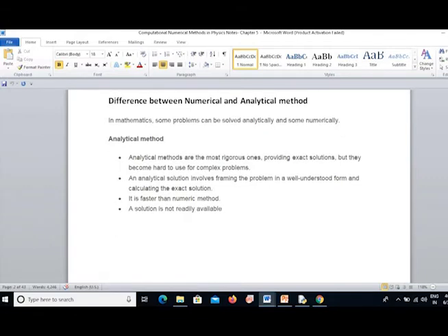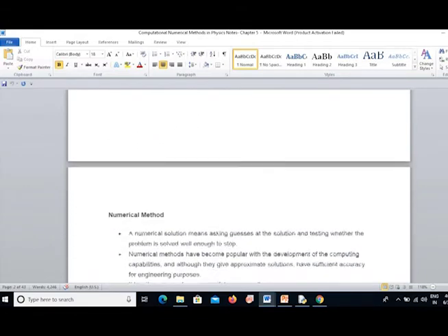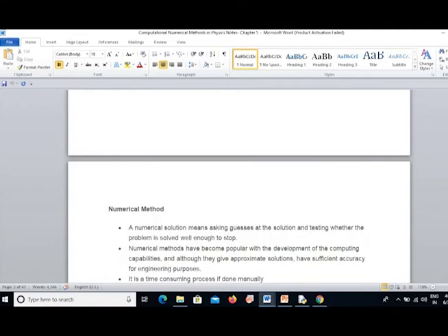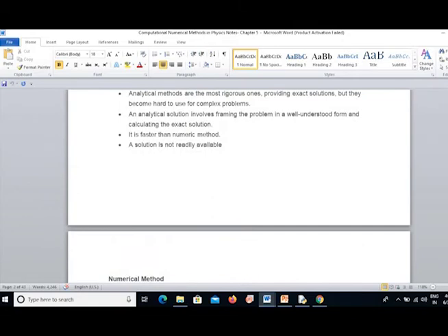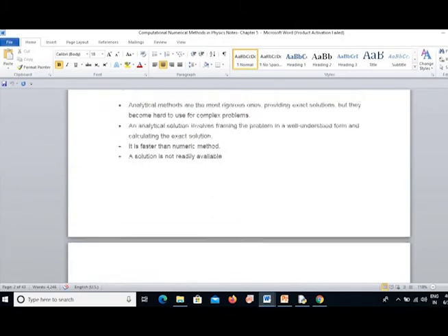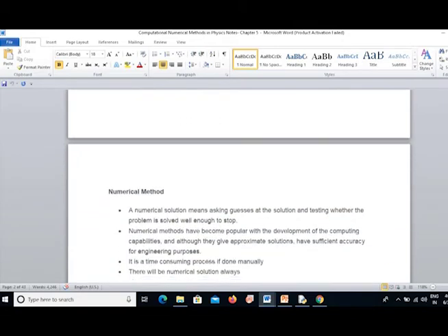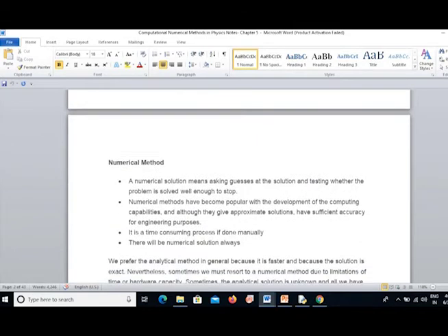So that is the analytical method, and it always gives an accurate result. One more thing is that it gives an exact solution, which is an accurate result. The numerical method gives only an approximate result. It is not the accurate result, but only an approximation. So a numerical solution means making guesses at the solution and testing whether the problem is solved well enough to stop.